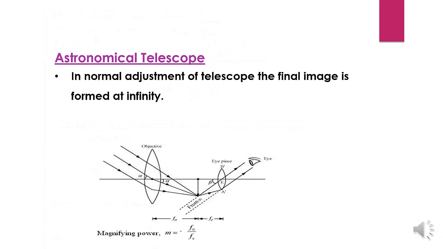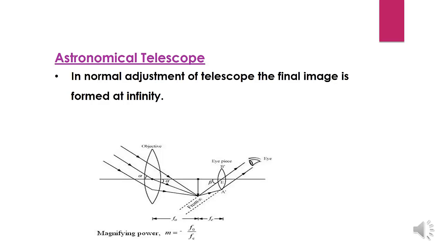Okay. So the next one, astronomical telescope. What is the use of this astronomical telescope? We can observe large distances. If the object is at a very large distance from us, we can observe the object very clearly, that is, distinctly, especially the heavenly objects. We can observe them with the help of an astronomical telescope. So in normal adjustment of this astronomical telescope, the final image is forming at infinity only.